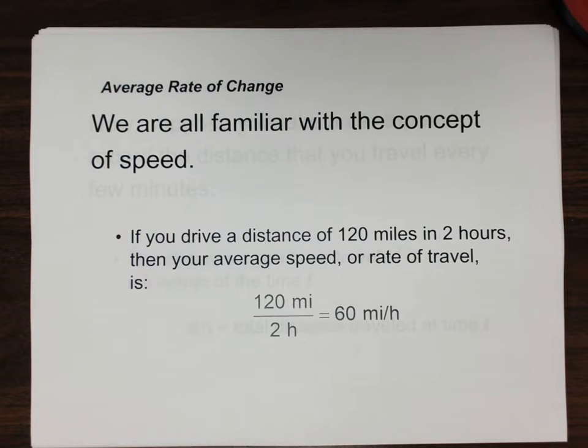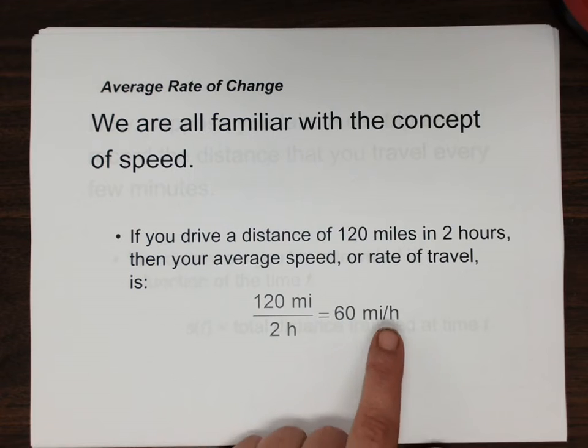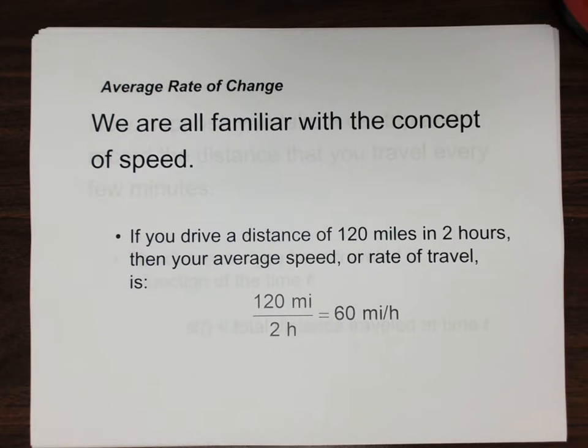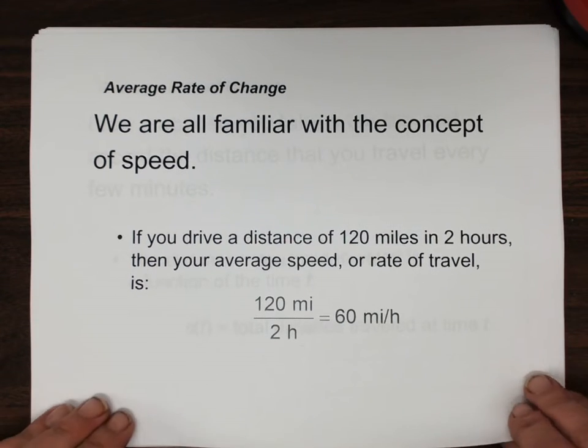Hi guys, today we're going to be talking about average rate of change. So to get an idea about this concept, let's talk about something that we all know about. We're all familiar with the concept of speed. If you drive a distance of 120 miles in 2 hours, then your average speed or rate of travel is 120 miles divided by 2 hours, which gives you an average speed of 60 miles per hour.